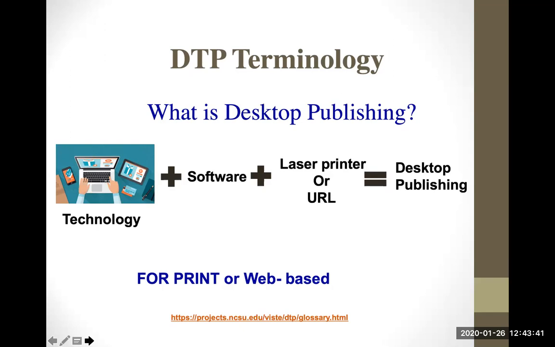So if we think about it, historically, desktop publishing is the creation of documents that are using specific page layout software in order to share print information. However, obviously, with the advent of such extensive online work, we now know that if we combine technology with software and either have a laser printer or get a URL to publish it online somewhere, then that is all desktop publishing.